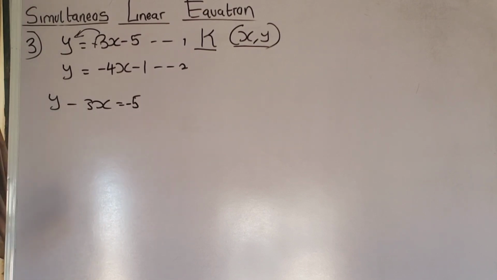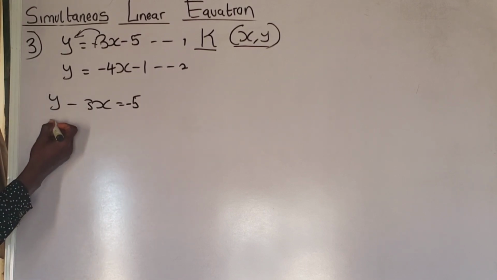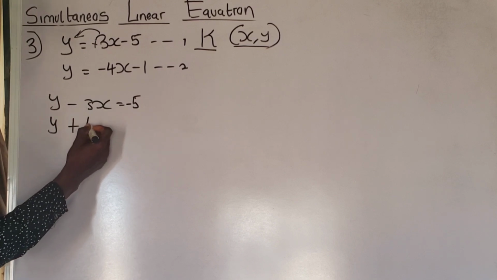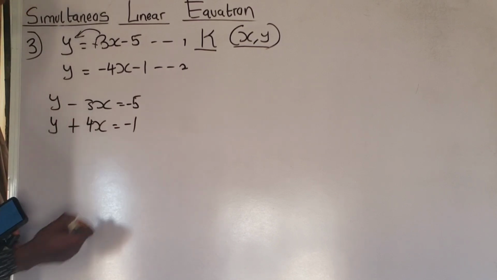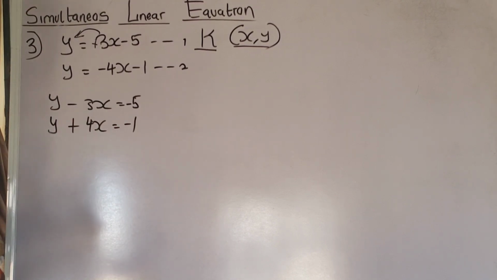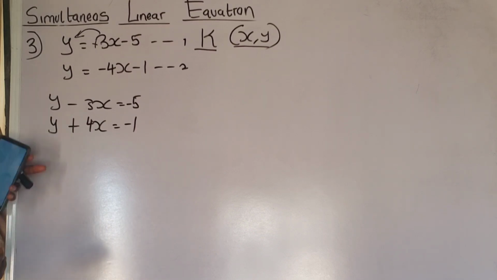Now let's rearrange equation 2. For this, I'm going to have y plus 4x equals negative 1. So we have this as simultaneous equations. You can solve this using the elimination method, substitution method, even the graphical method. I'm going to teach you that maybe in our next class. Now let us use the elimination method to solve this.